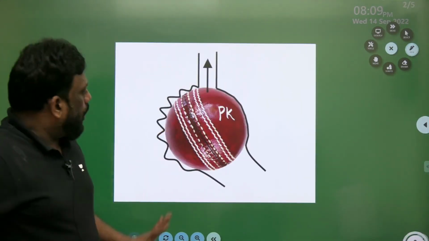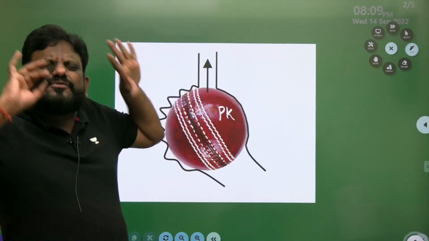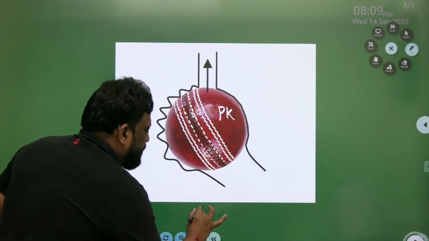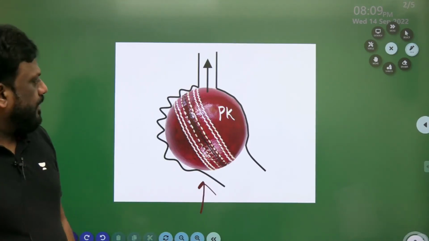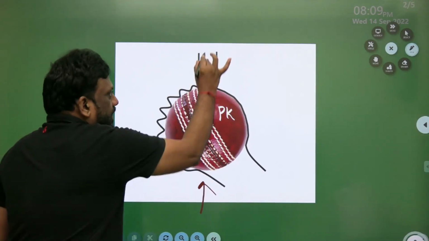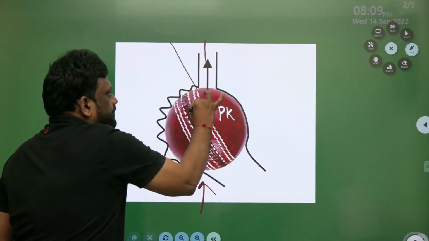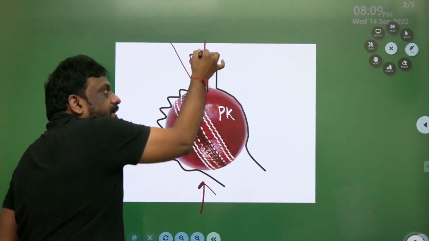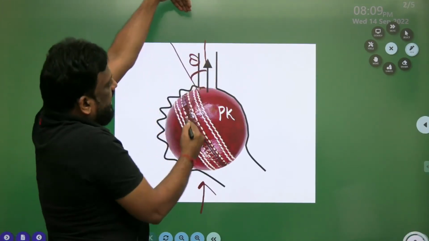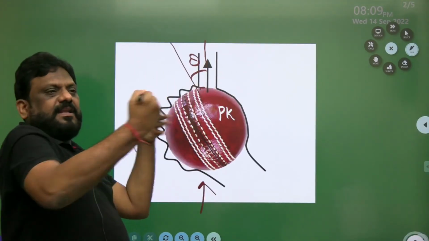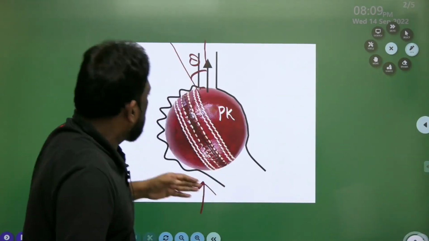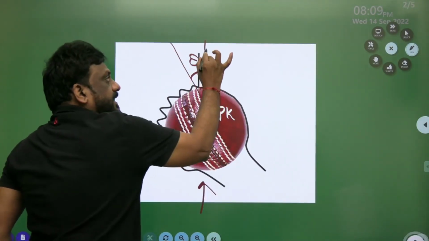Now, initially, let us say both are absolutely smooth surfaces. So now, the bowler is bowling like this. Exactly. Now, what happens, you know? When it is kept at some angle, look at this side, it is smooth. And when the ball is moving like this, air will travel in the opposite direction. So now the ball motion is like this, air motion is like this.